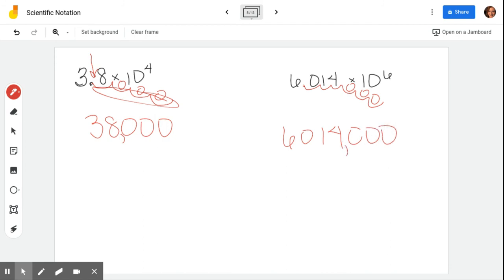If you want to put commas in, you can. I end up with 6,014,000. The decimal that was after the 6 is no longer there, and I rewrote it so that I didn't have all those nasty little loops. Remember, your exponent is how many moves. It doesn't mean there's going to be 6 zeros. It means there's going to be 6 moves from where the decimal used to be.